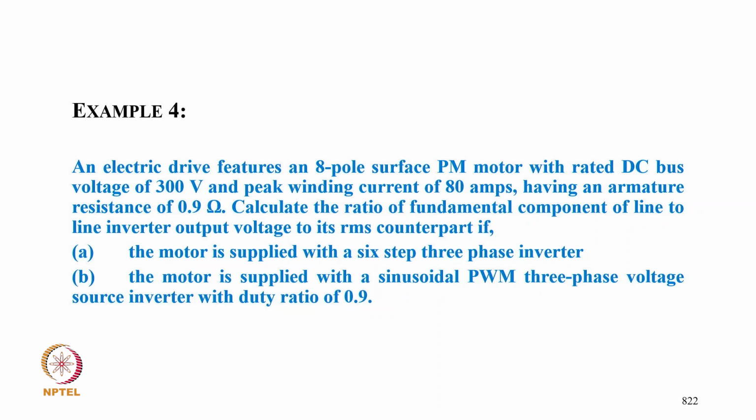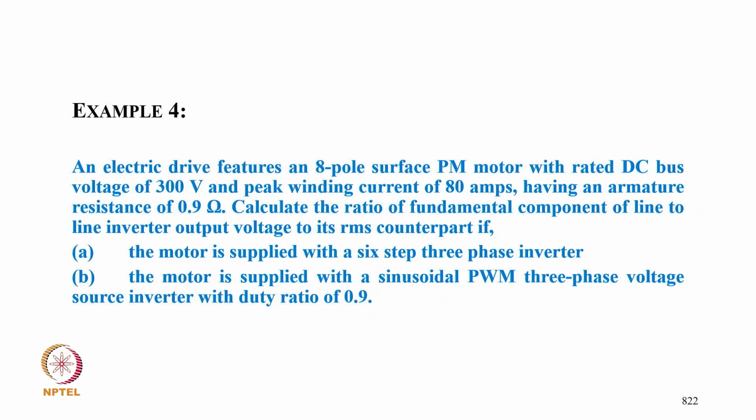So coming to example 4: an electric drive featuring an 8-pole surface PM motor with rated DC link voltage of 300 volt and a peak winding current of 80 ampere, having armature resistance of 0.9 ohm. Calculate the ratio of fundamental component of line to line inverter output voltage to its RMS counterpart.